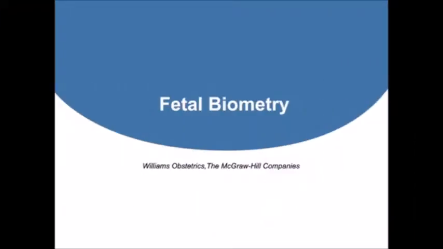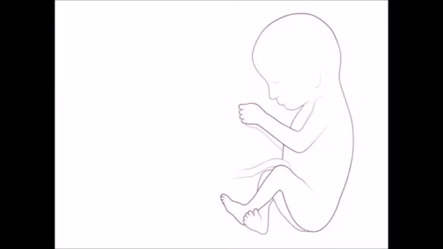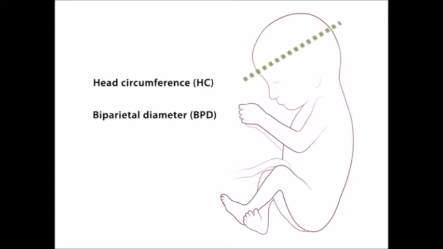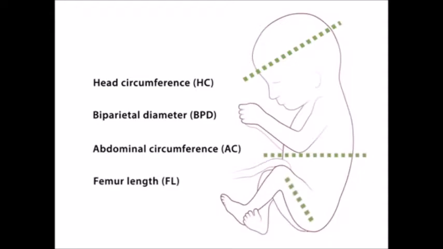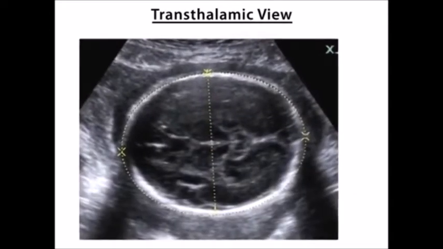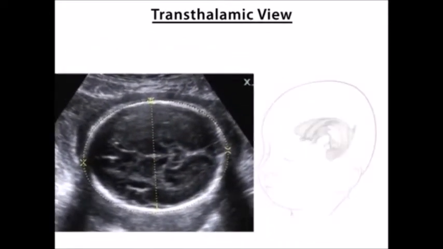Fetal biometry. After the first trimester, fetal weight and age are most accurately estimated from measurements of head circumference and biparietal diameter, abdominal circumference, and femur length. Sonographic head measurements are obtained in the transthalamic view.